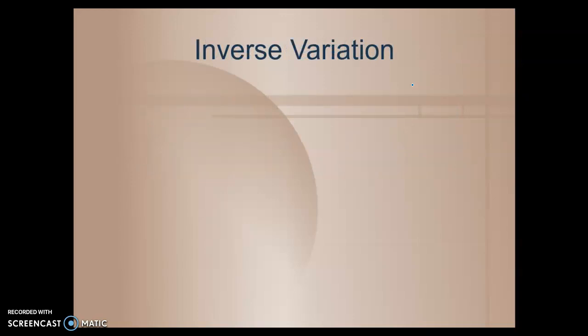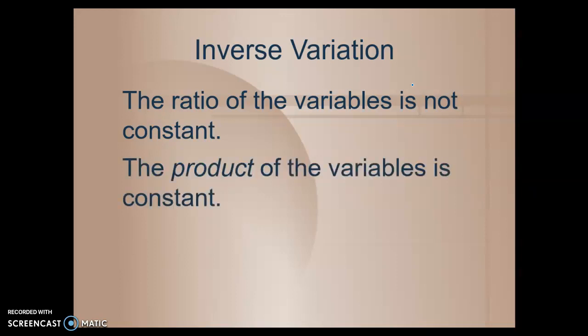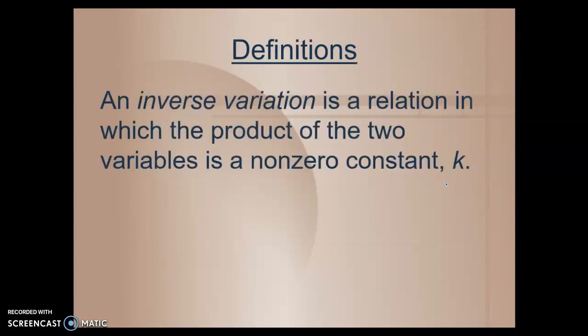Let's take a look at our inverse variation now. In inverse variations, the ratio of variables is not constant. So no more y divided by x. Now we have the product of the variables is constant. And you guys are brilliant math students, so you already know product means when we multiply our variables, we're going to keep getting the same constant number over and over.